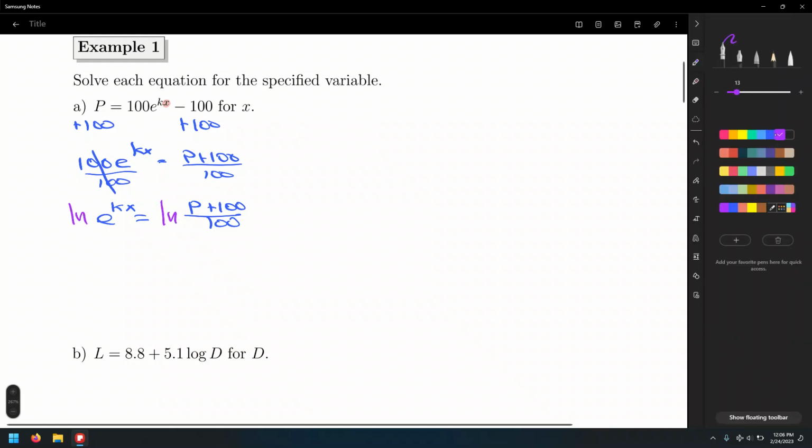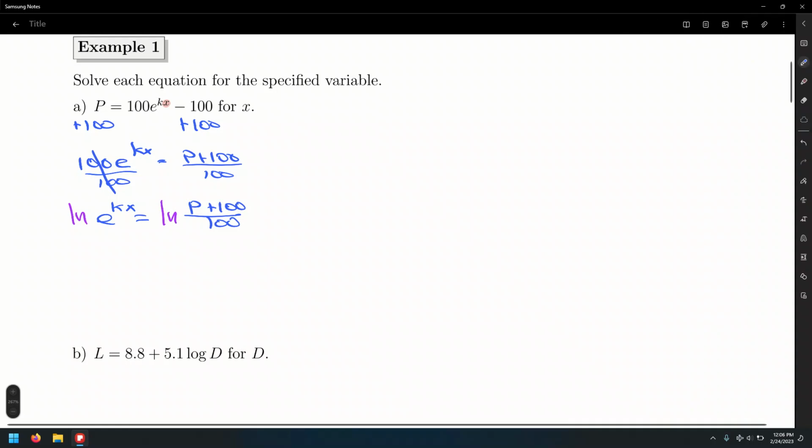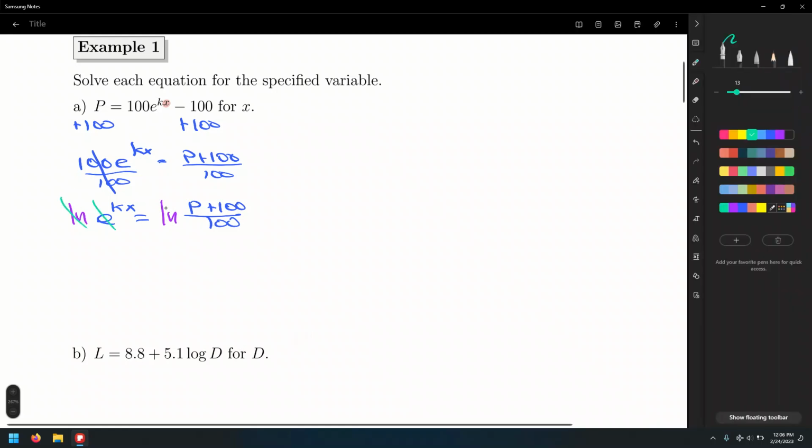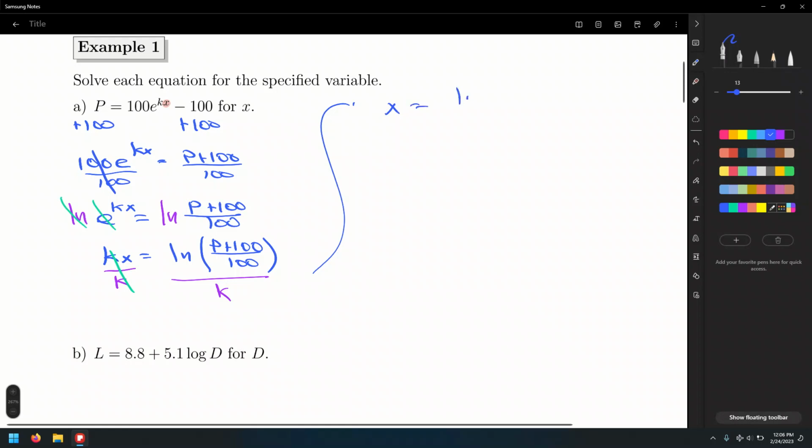ln on both sides, and we'll cancel the e with the ln. kx equals ln of the quantity P plus 100 over 100. We can get x by itself, so we can divide both sides by k. x will then be equal to ln of P plus 100 over 100, and that whole thing divided by k.